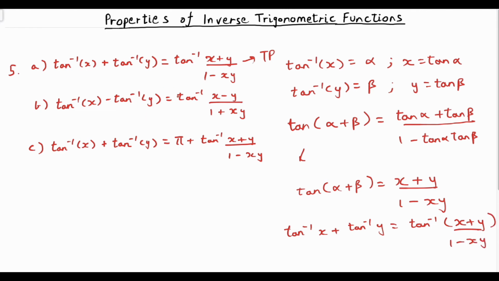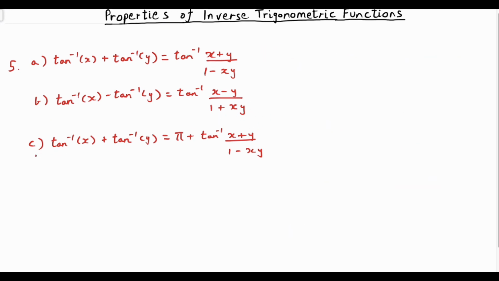To prove any inverse trigonometric formula, you can think of any inverse function as an angle. And to prove that the LHS is equal to RHS, keep in mind the trigonometric formulas that you have learned before, like tan of alpha plus beta is equal to tan alpha plus tan beta upon 1 minus tan alpha tan beta. Using this method, you can prove any inverse trigonometric formula. Similarly, for the second formula, if you remember the formula for tan of alpha minus beta, you can prove the second statement as well.